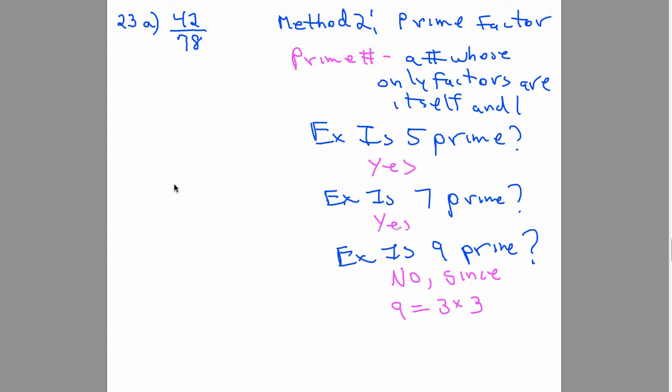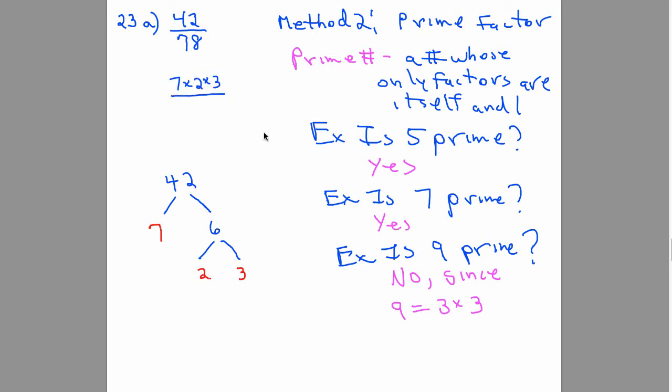So 42. Can you think of any numbers that multiply together to give you 42? You can do anything you want. Most people would say 7 works. 7 times 6. So I'll write 7, and over here I'll write 6. Now, my use of red here indicates that the number is prime, which means it cannot be broken down any further. 6, we know, can be broken down into 2 and 3. 2 and 3 are both prime, so we're done. So we can rewrite 42 over 78. We can write the 42 as 7 times 2 times 3.